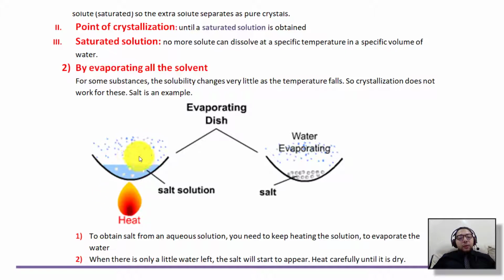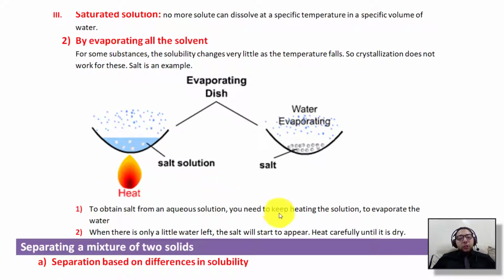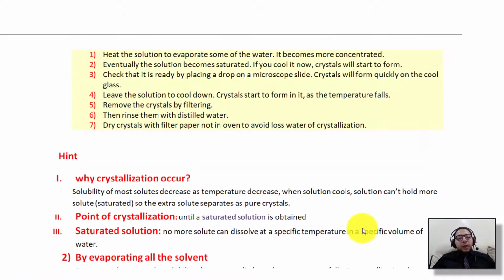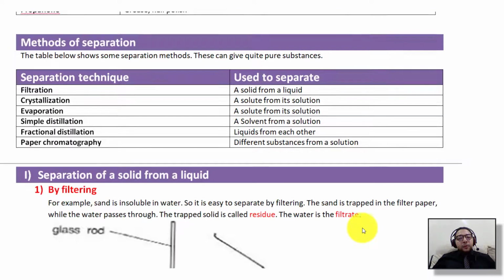You're going to find that the water particles are going to evaporate, leave the solution, and then we're going to have salt remaining at the evaporating basin. To obtain the salt from aqueous solution, you need to keep heating the solution to evaporate the water. When there is only a little water left, the salt will start to appear and heat carefully until it is dry. So that's another way of separating the soluble solid from liquid.